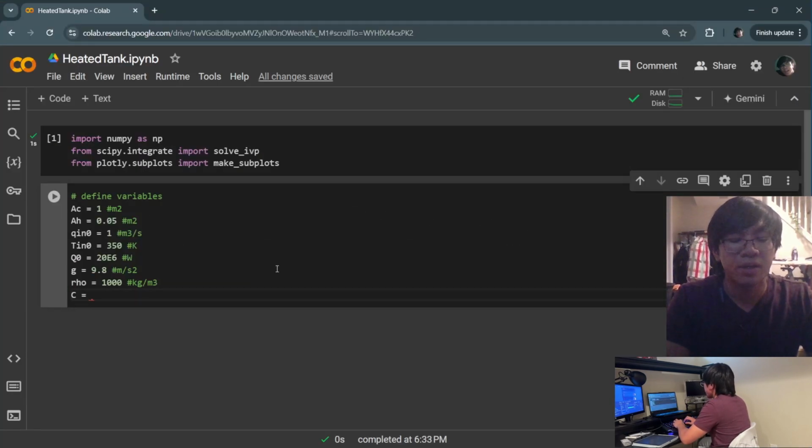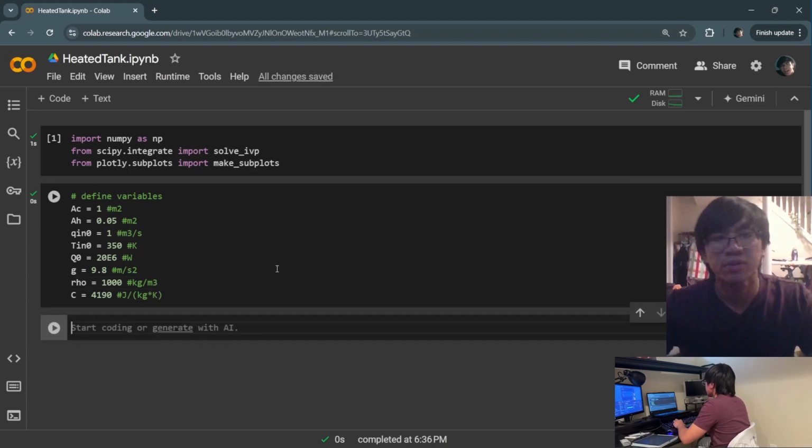Big C, and I think we used 190. Can I use 9? Okay, 90, and that was joules per kilogram Kelvin. Man, this keyboard sucks. And we do have temperature. Yes. Okay. And shift enter.